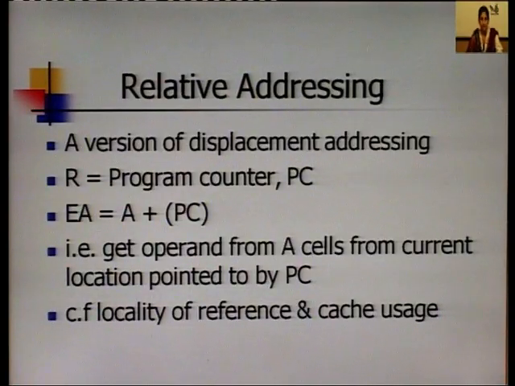Next is relative addressing, a version of displacement addressing. R is equal to the program counter, also known as PC, and the effective address is calculated by A plus PC. That is, we get operands from cell A relative to the current location pointed to by the program counter, which exploits locality of reference and cache use.